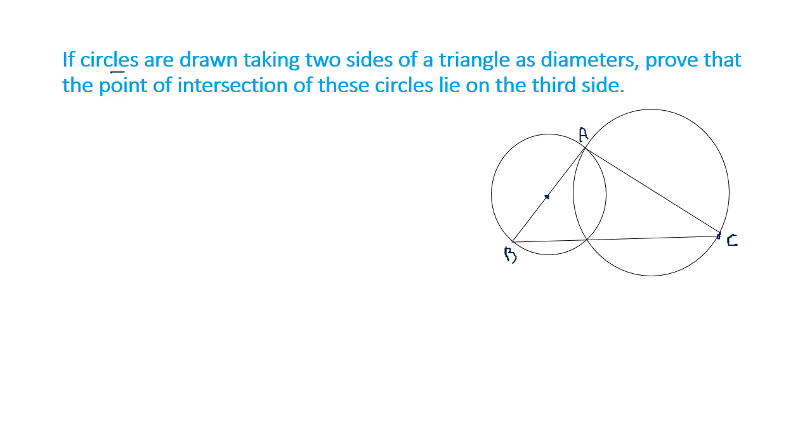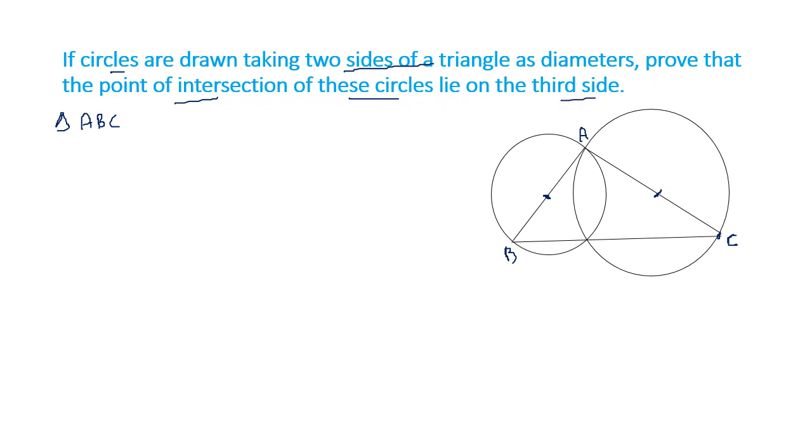So what have we taken? We have taken two sides of a triangle. So with the triangle we have got triangle ABC, in which we have taken the side AB and the side AC as diameters and drawn two circles. Okay, you can see we have drawn two circles. We have to prove that the point of intersection of these circles lies on the third side.